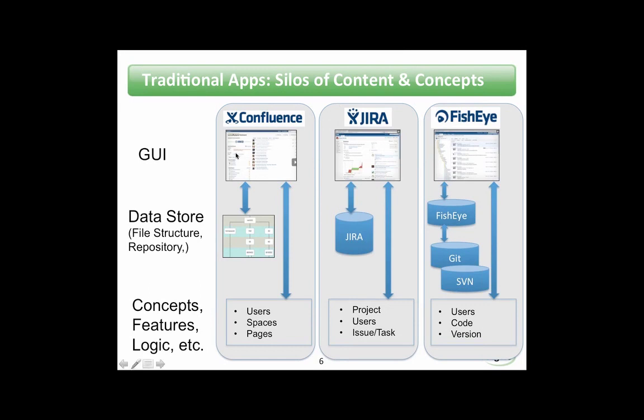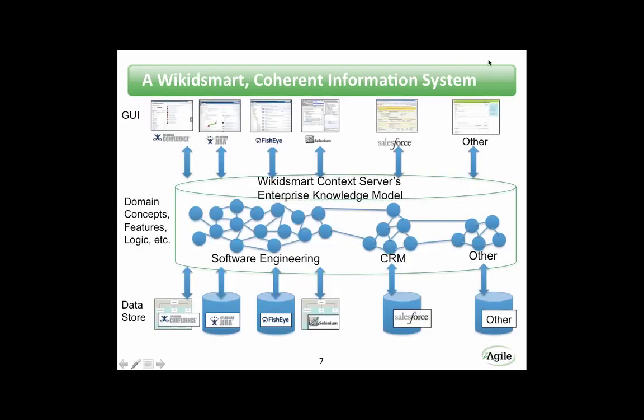Now, with Wicket Smart, we changed things a little bit, and we introduced a new concept that does not affect what you already have installed. It augments it in a very powerful way. And what I mean by that is, if you look on the top, we've still got the GUI, and if you look at the bottom, we've still got the data store, and that's the source of truth for all the systems involved. And now we introduce this intermediate layer called the Wicket Smart context server.